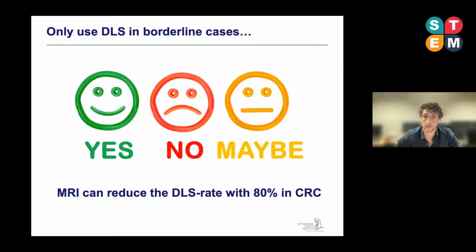What we saw in colorectal cancer is that we are quite sure with MRI in 80% of cases, and in 20% we would like to have a laparoscopy or some kind of surgical exploration to see whether the patient is operable.